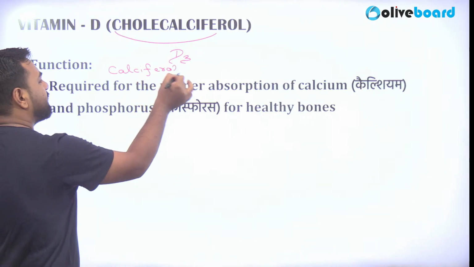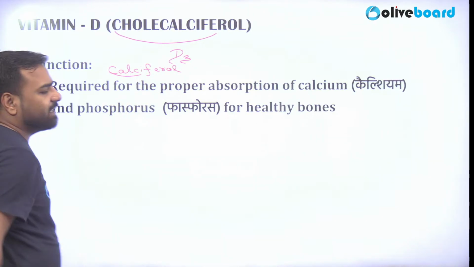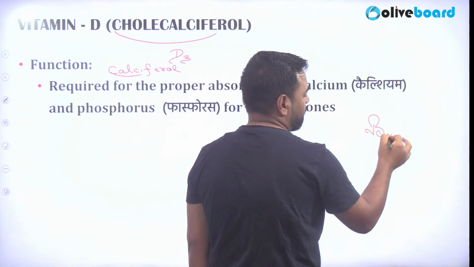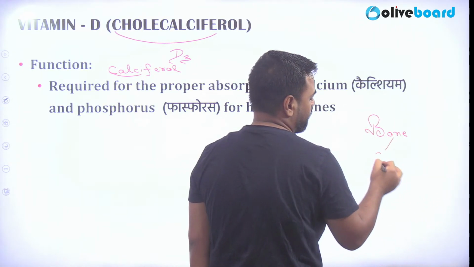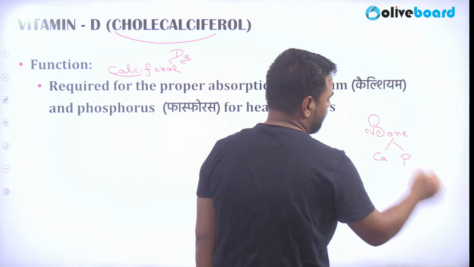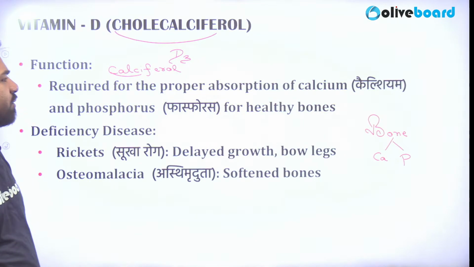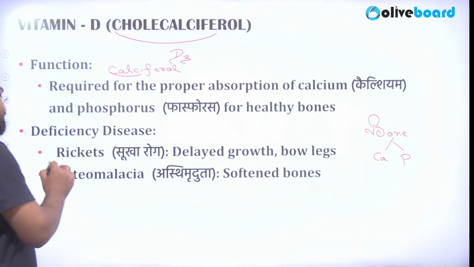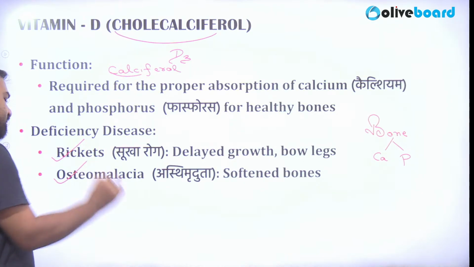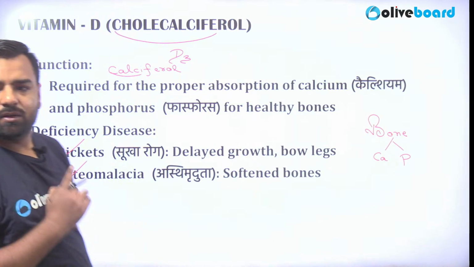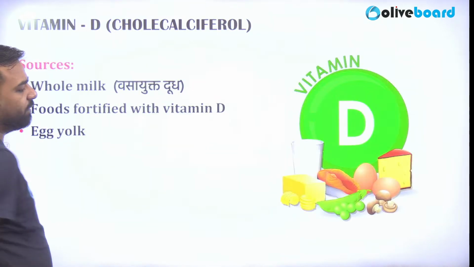So from this calci term, I can actually link it with the calcium, and obviously our bones are made up of calcium and phosphorus, so it will create the issue in our bones only, right? So it is required for the proper absorption of calcium and phosphorus for the healthy bones, and its deficiency leads to rickets and osteomalacia. What is rickets? That's the bowing of legs. And what is osteomalacia? That is the softening of the bones.